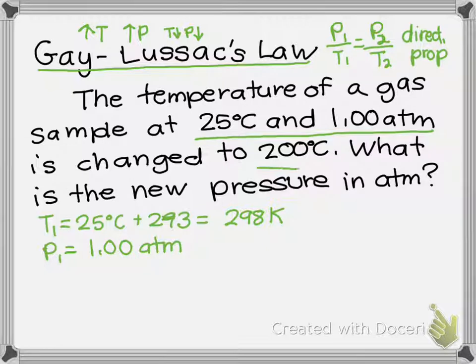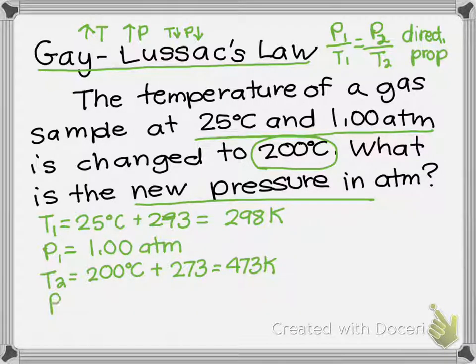Then it says I changed the temperature to 200 degrees Celsius. That's a big change. Let's see what happens to the pressure. So I'm going to add 273 to that. So that's 473 Kelvin. They want to know the new pressure in atmospheres. Now thinking again qualitatively on this one, if I increase the temperature, we know that Gay-Lussac's is directly proportional, so if the temperature increases, the pressure should also increase. So I expect the pressure to be greater than 1 atmosphere when I calculate it.